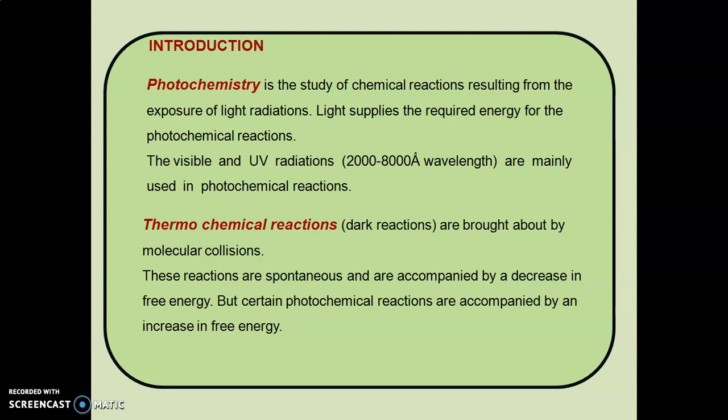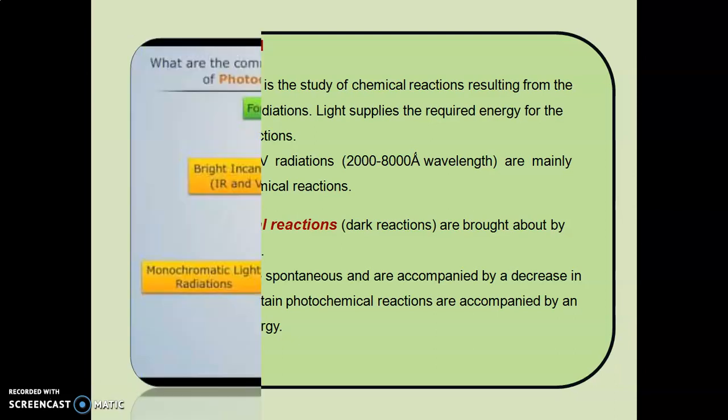The visible and ultraviolet radiations in the wavelength range 2000 to 8000 angstrom units are mainly used in carrying out photochemical reactions. Whereas thermochemical reactions or dark reactions are brought about by molecular collisions. These reactions are spontaneous and they are accompanied by a decrease in free energy, but certain photochemical reactions are accompanied by an increase in free energy.